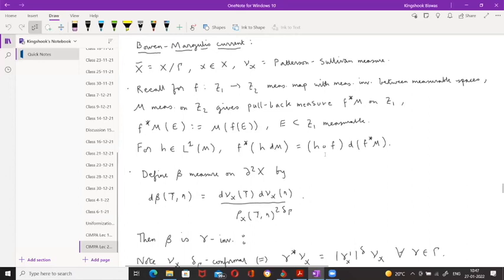So this formula is somewhat similar to how differential forms pull back. If you're familiar with that, then it's similar to how differential forms pull back. It's a similar formula. Okay.